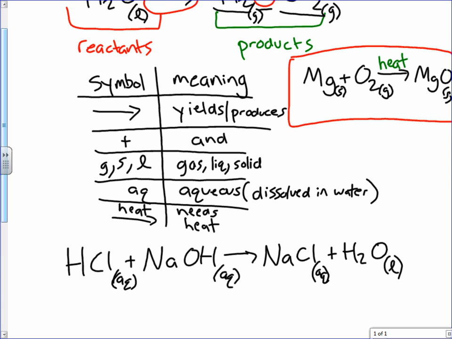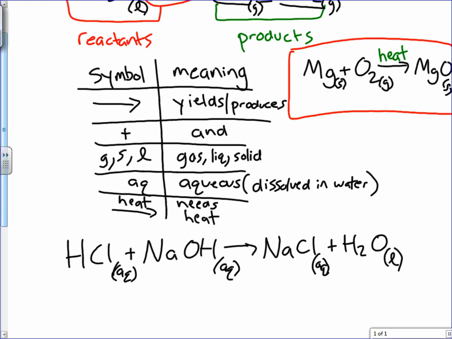So anything that a reaction needs, heat for example, you would put on top of the arrow. Okay? There's something else called a catalyst that we're going to talk about later. If there is a reaction catalyst, you would put that on top of the arrow. It just means it speeds up the reaction. Okay, so those are the basics as far as how to write an equation.